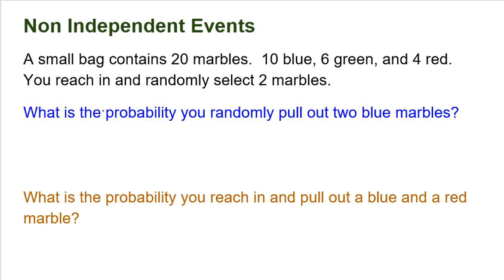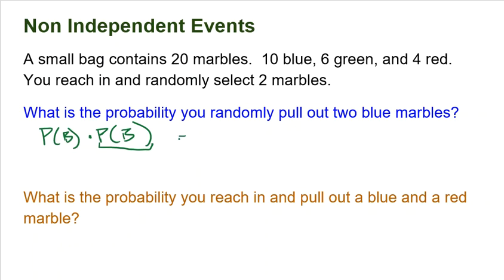Follow with me here. All right, what is the probability you reach in and get 2 blue marbles? So I want to get a blue marble on the first, and then I want to get a blue marble on the second. But I just got to be careful because the probability of what happens second changes.